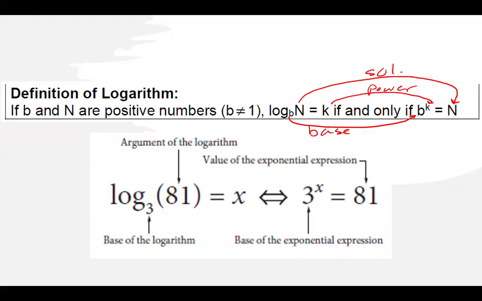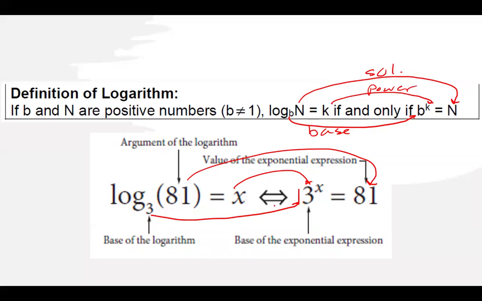We have log base 3 of 81 equals x. This is the original log. When we say we should think of a log as an exponential, we're saying 3 to what power equals 81. The base stayed the base. The solution became the power. The argument became the solution.